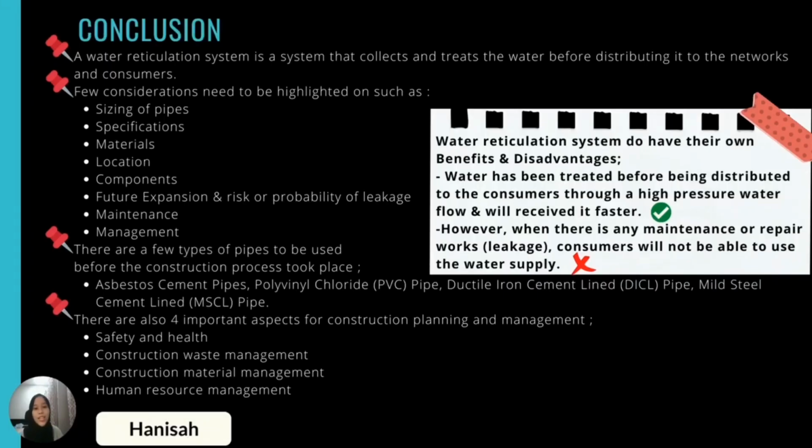In conclusion, the water reticulation system is a system that collects and treats the water before distributing it to the networks and consumers, where it is usually delivered through an infrastructure. There are a few considerations that need to be highlighted, such as the sizing of pipe, specification, material, location, the component, the future expansion and the risk or probability of leakage, the maintenance, as well as the management.